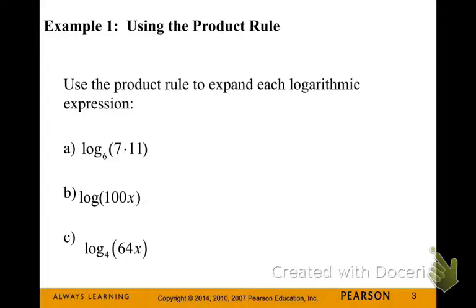Let's practice using the product rule here. Notice in the first case that we have log base 6 of the quantity 7 times 11. Since it's multiplication, we can split this apart into two different logs, and notice they have the same base: log base 6 of 7 plus log base 6 of 11. This has been fully expanded since each term inside the parentheses now has its own log. That's how we know when we're done. Pause the video here and try the next two on your own using the product rule.